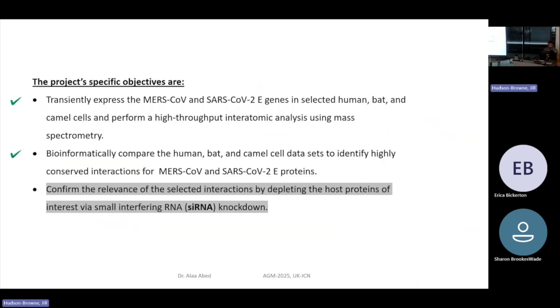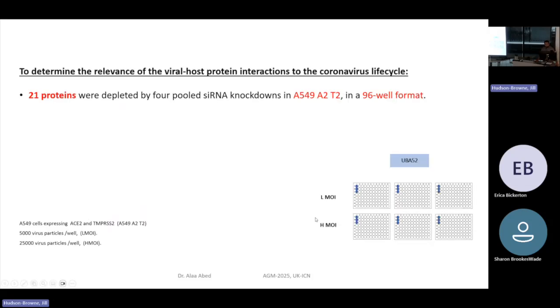The third and last goal was to confirm the relevance of the selected interactions, these 21 proteins, using the siRNA knockdown technique. To do the siRNA knockdown, these 21 proteins were depleted by 4 pooled siRNAs in A549-A2T2 cells in a 96-well format.